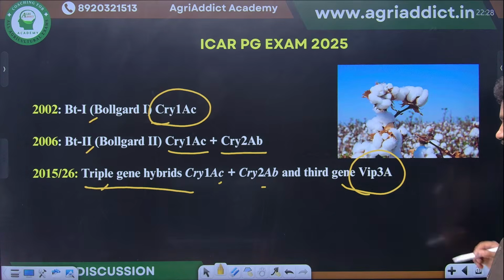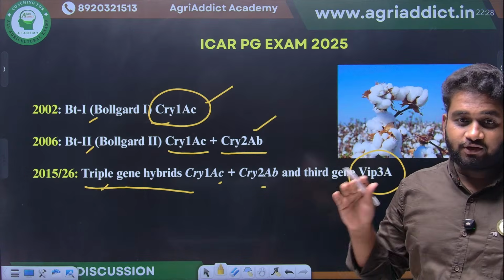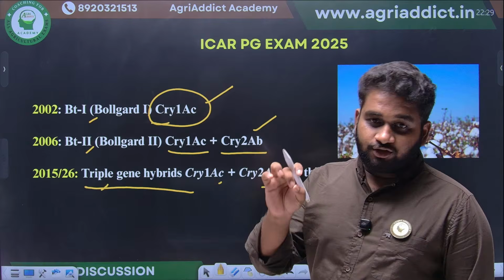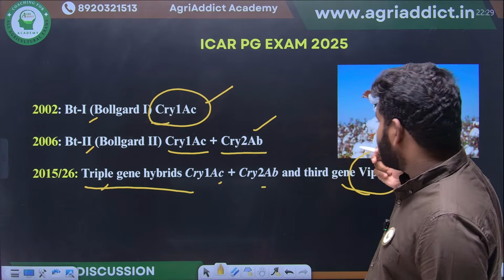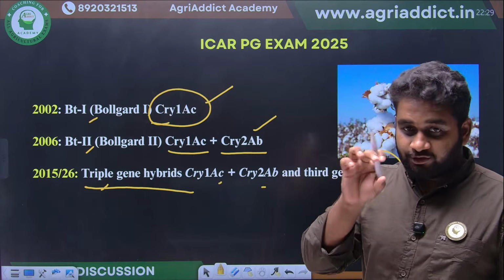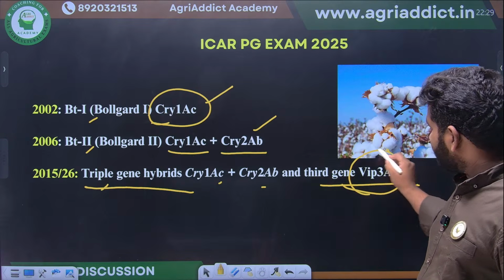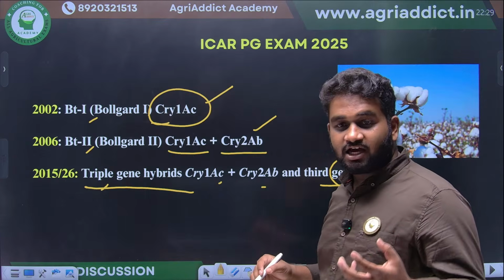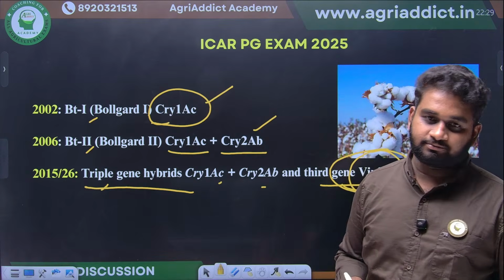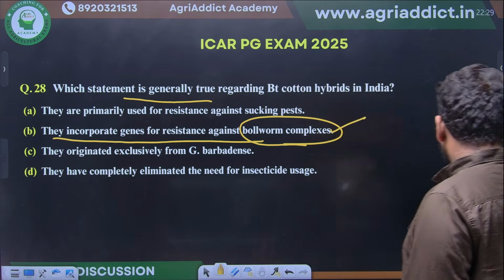third gene VIP3A. Your Cry1Ac and Cry2Ab work on a particular growth stage of the larva, at the larval stage, when the gut epithelial cells show alkaline pH; your Cry protein will work during that particular larval stage. But in case of your third gene, VIP3A, it will work on all vegetative stages of the larval growth. This is all about the three generations of BT cotton. So that's why your second statement will be correct.